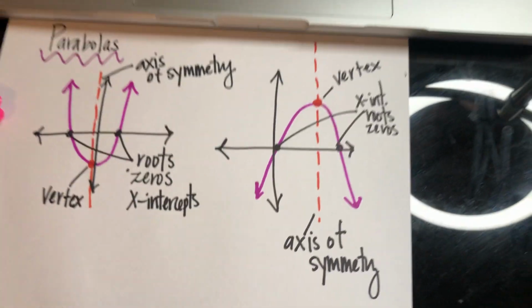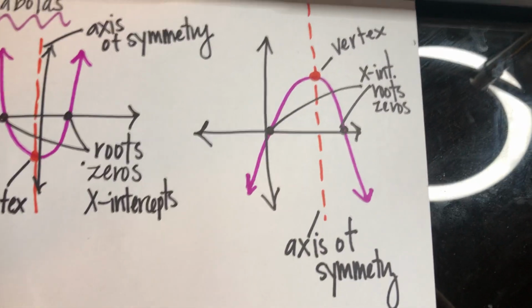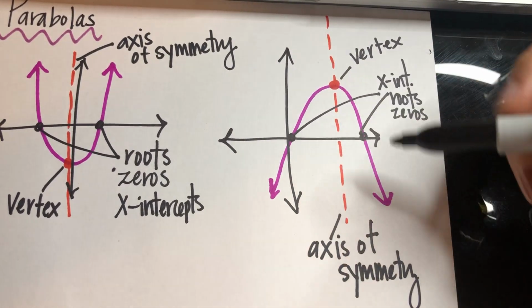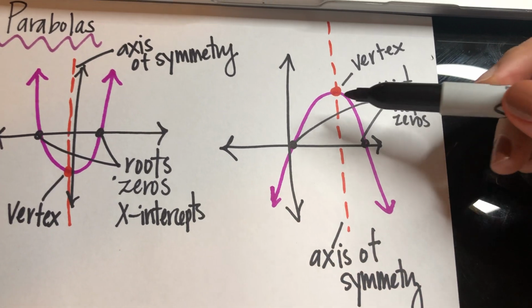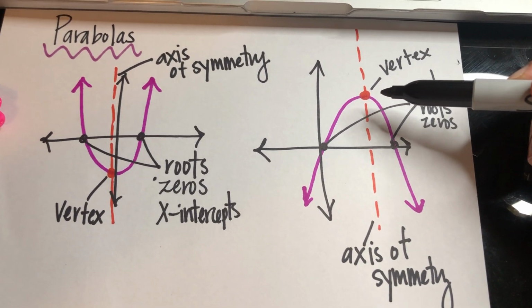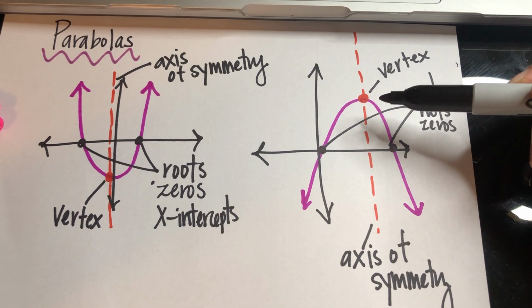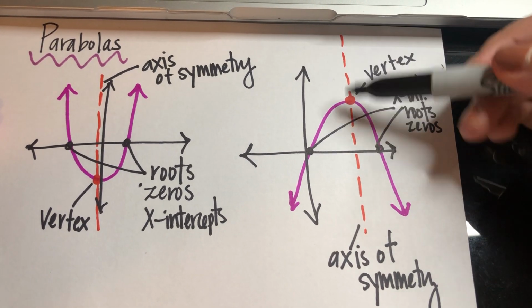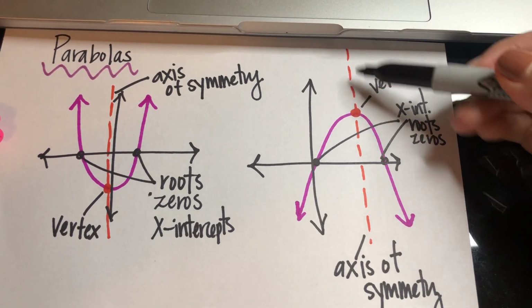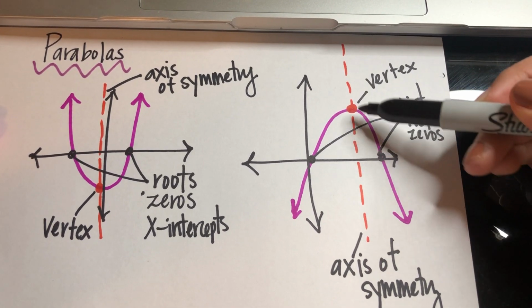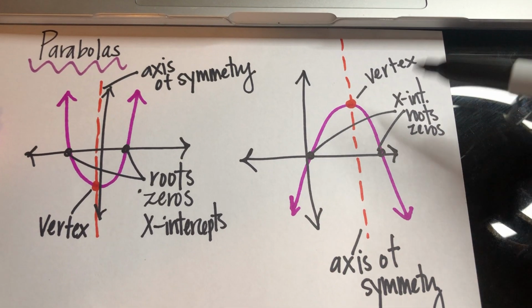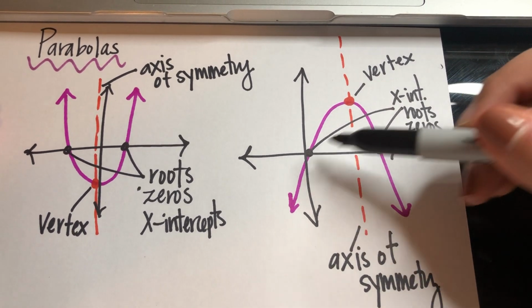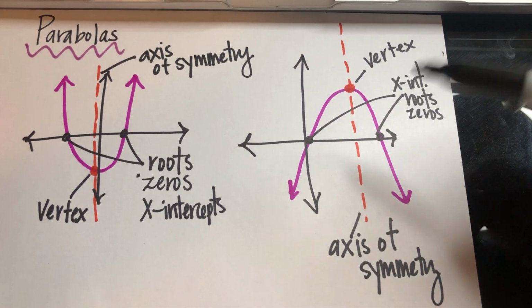This is another example of another parabola. This one is going down. So this is a negative parabola. In this case, our vertex is on the other side, which means it's the highest point in our parabola. And then the vertex, we have the line of symmetry, which means, again, if I were to fold this parabola, I would have the same thing on both sides. And then we have our x-intercepts, roots or zeros.